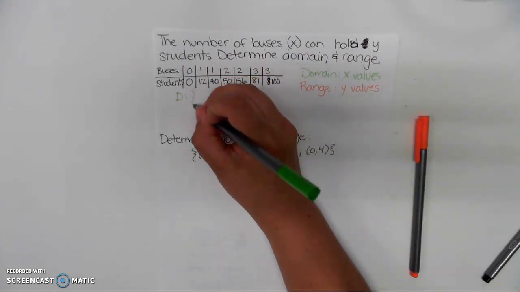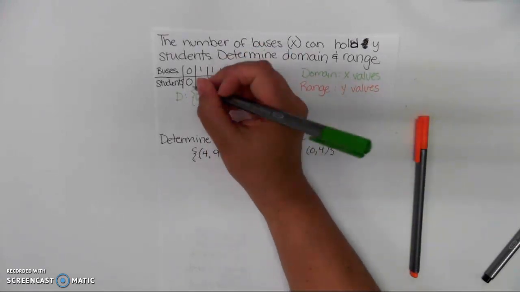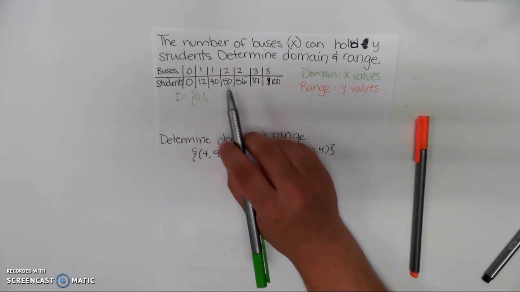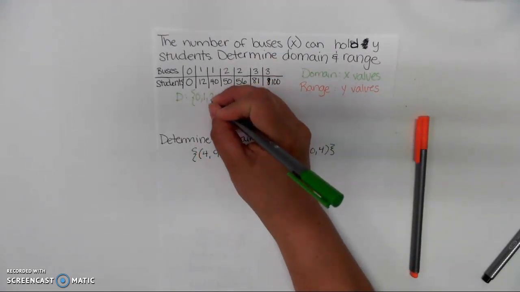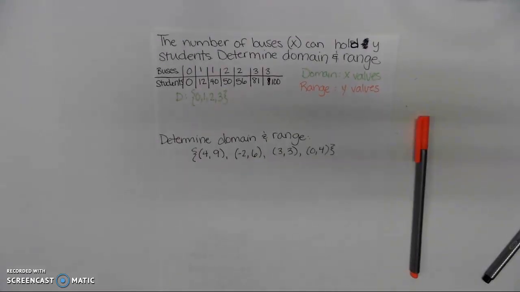So I am going to put down 0 because I see a 0. I'm only going to put down 1 once, because whether I put down 1 once or twice, it doesn't matter. 1 is still 1. Same thing with 2. So 0, 1, 2, and 3. So that's my domain set for this problem.